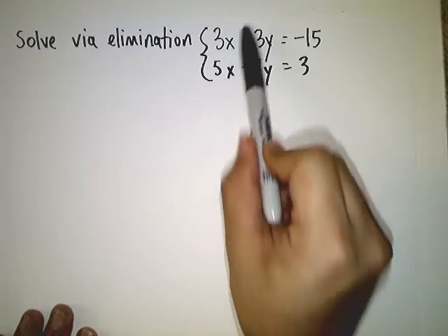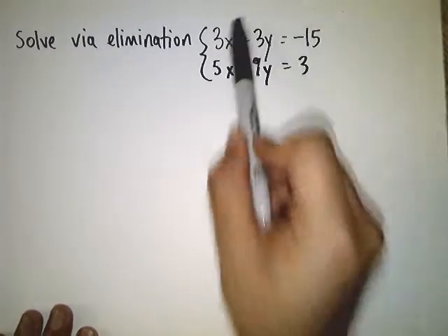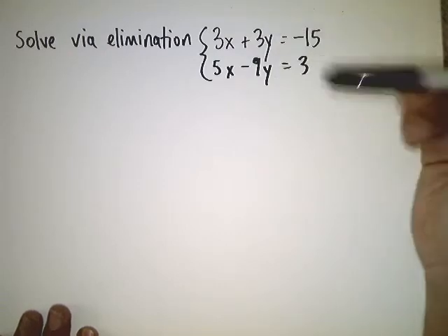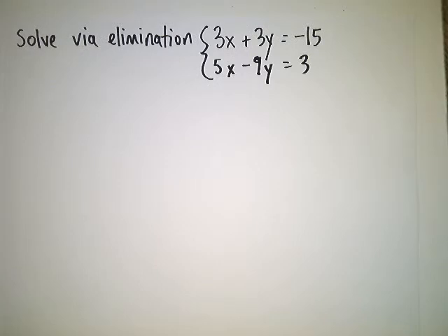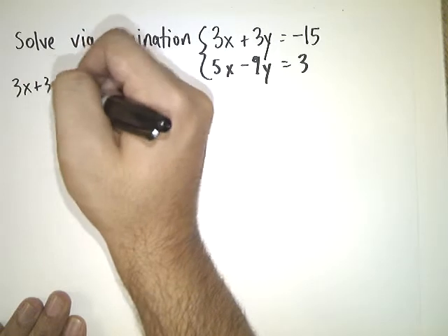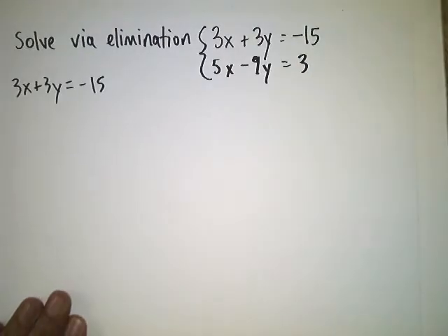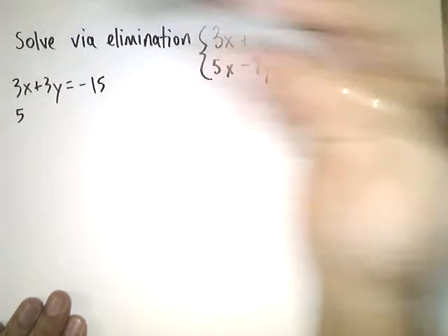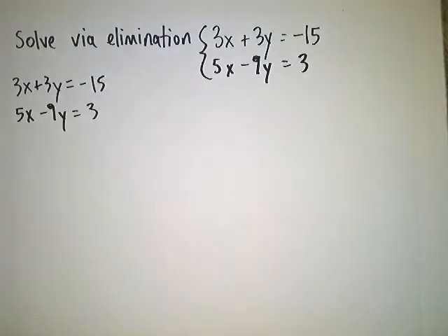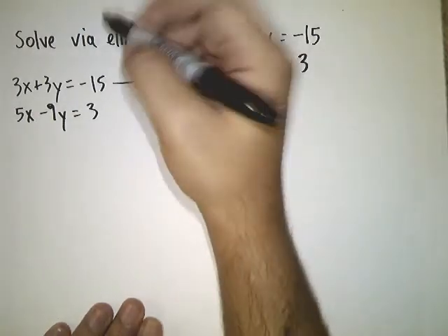Okay. What would we have to multiply this first equation by in order to make it so that 3y and negative 9y had the same coefficient but different signs? Yep, we'd multiply it by positive 3. So let's do it. 3x plus 3y equals -15. That's our first equation. 5x minus 9y equals 3. We'll multiply the first equation by 3.